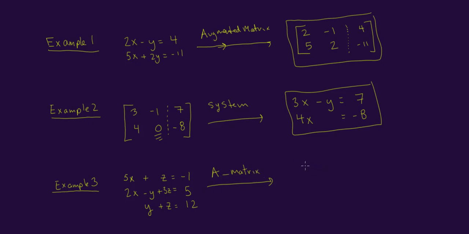Okay, this matrix is going to be larger than the other one because we have now 3 equations. So 5x, no y's, 1z has to be equal to -1. Then we have 2 x's, -1 y, and 3 z's being 5. And finally we have no x's, 1 y, and 1 z coming out to be 12. Hopefully you got the same answer.